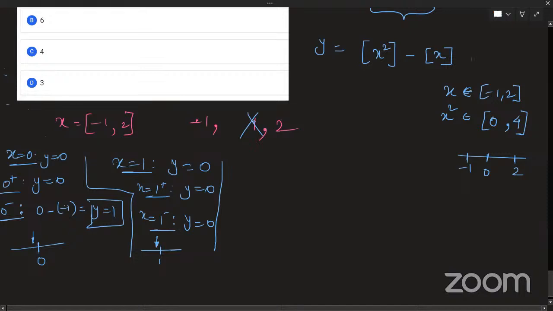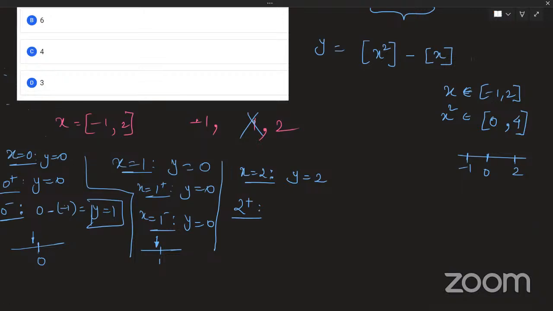Now let us check for, okay, so this one is really special. Let us check for x is equal to 2. Can you tell me what is the value at x is equal to 2? y is equal to 4 minus 2, which is 2. Great. Now tell me, 2 plus.